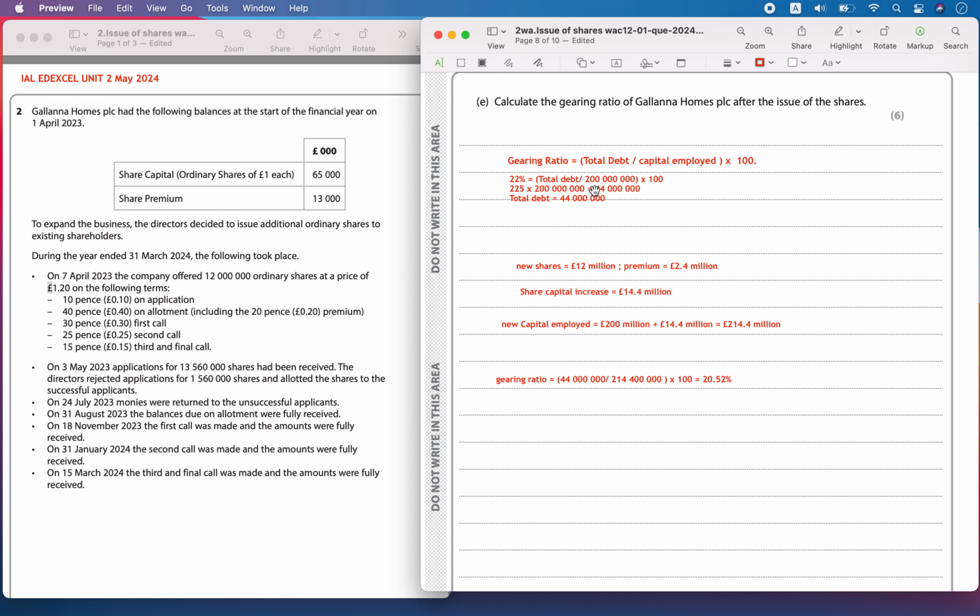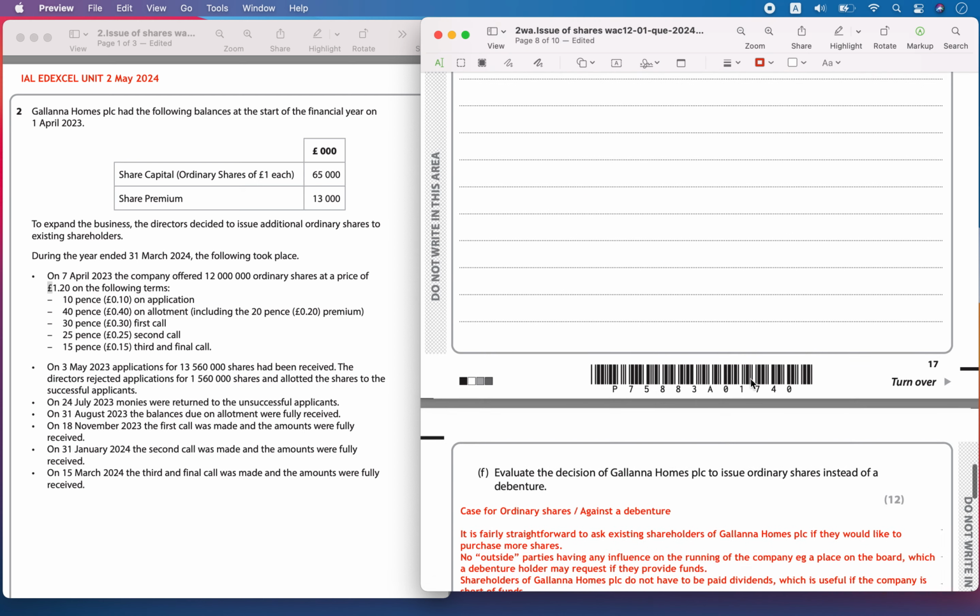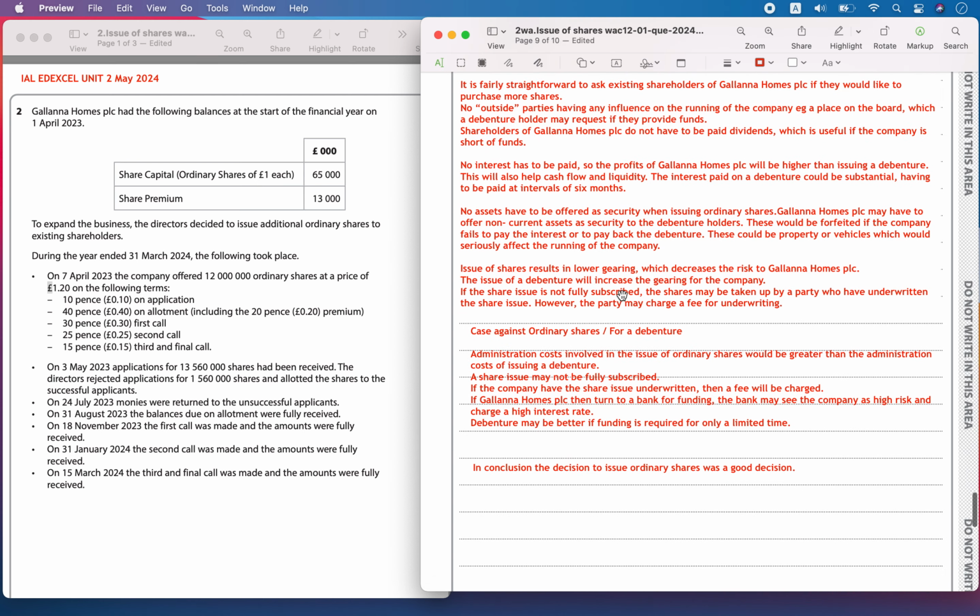Whereas if you have a lower gearing ratio, which is caused by the issue of ordinary shares, because capital employed is going to increase, the gearing ratio is going to go lower, which is looked at by the investors as a good thing. It's not a risk. A company with a low gearing ratio is considered less risky to invest in. So the issue of a debenture will increase the gearing ratio for the company. If the share issue is not fully subscribed, the shares may be taken up by a party who has underwritten the share issue. However, the party may charge a fee for the underwriting.